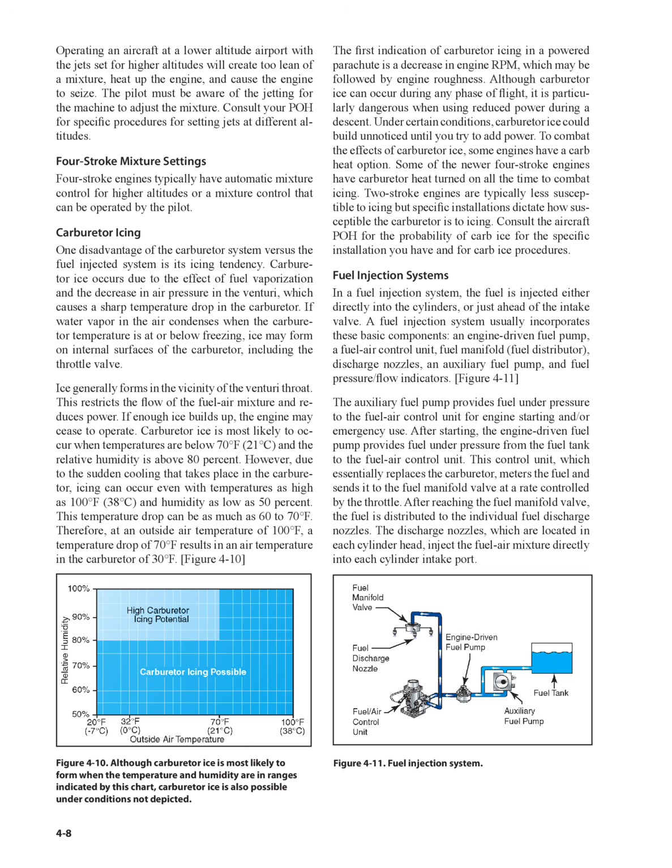Figure 4.10, the first indication of carburetor icing in a powered parachute is a decrease in engine RPM, which may be followed by engine roughness. Although carburetor ice can occur during any phase of flight, it is particularly dangerous when using reduced power during a descent. Under certain conditions, carburetor ice could build unnoticed until you try to add power.